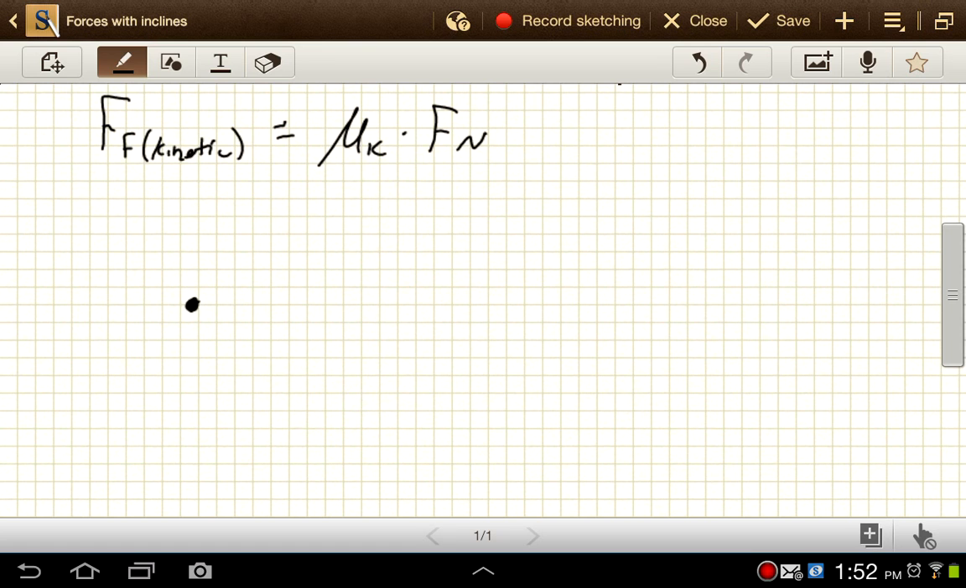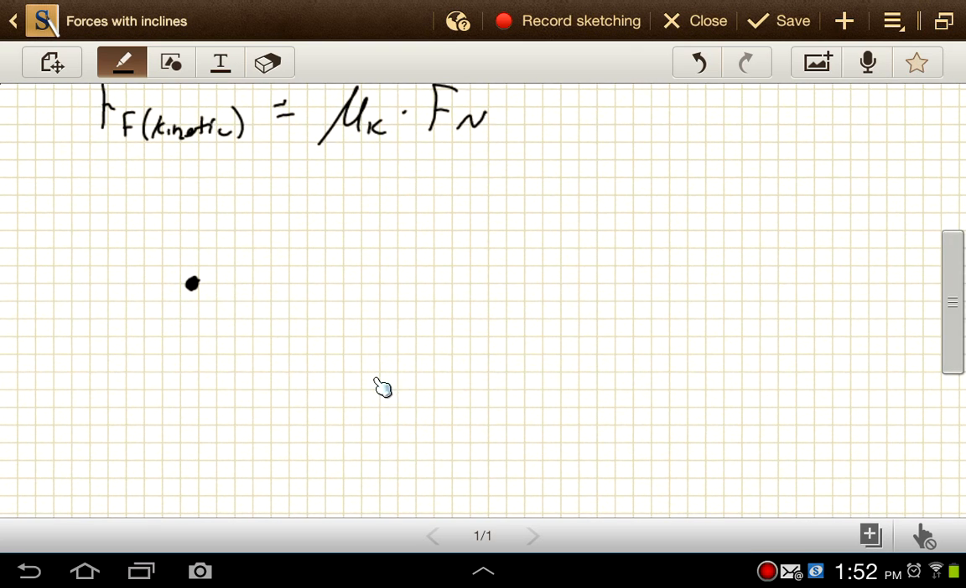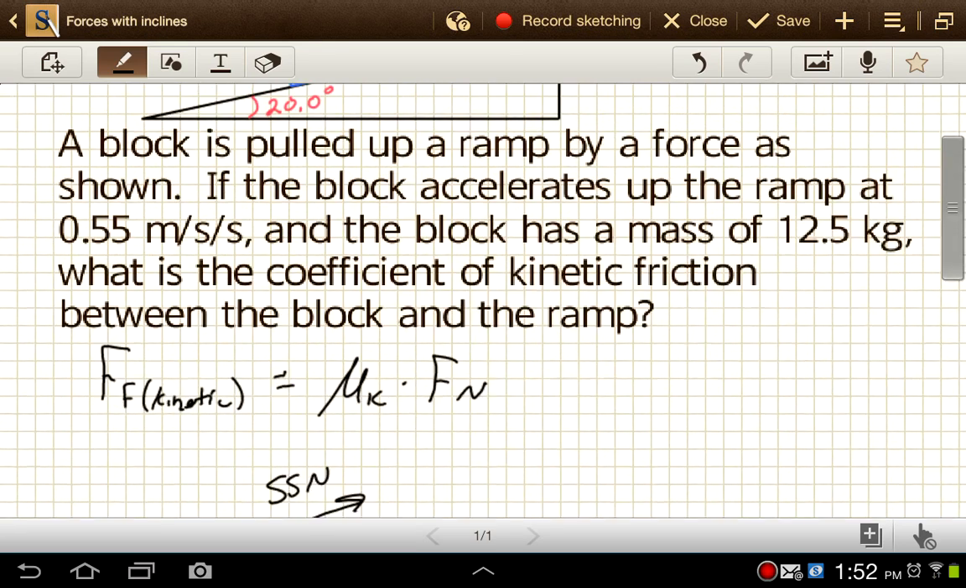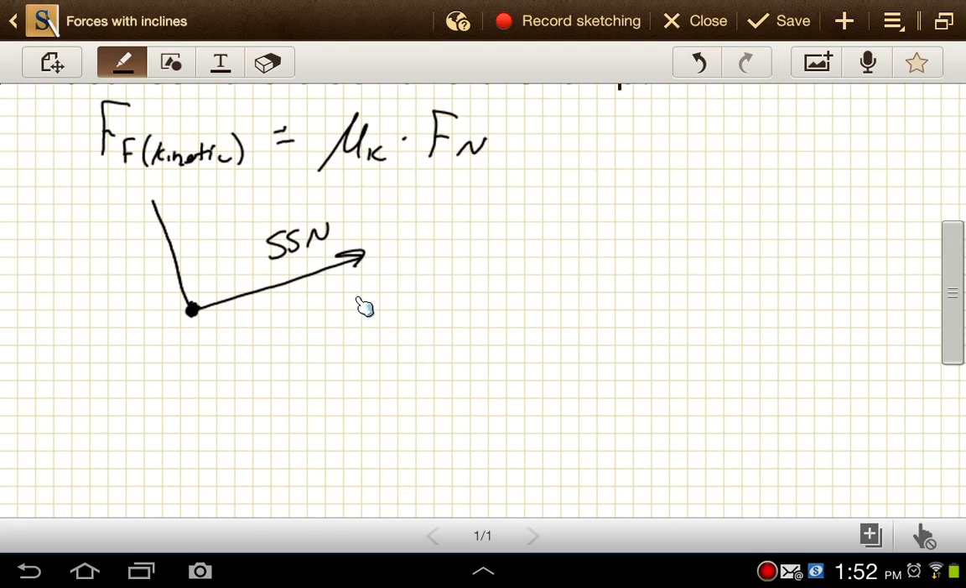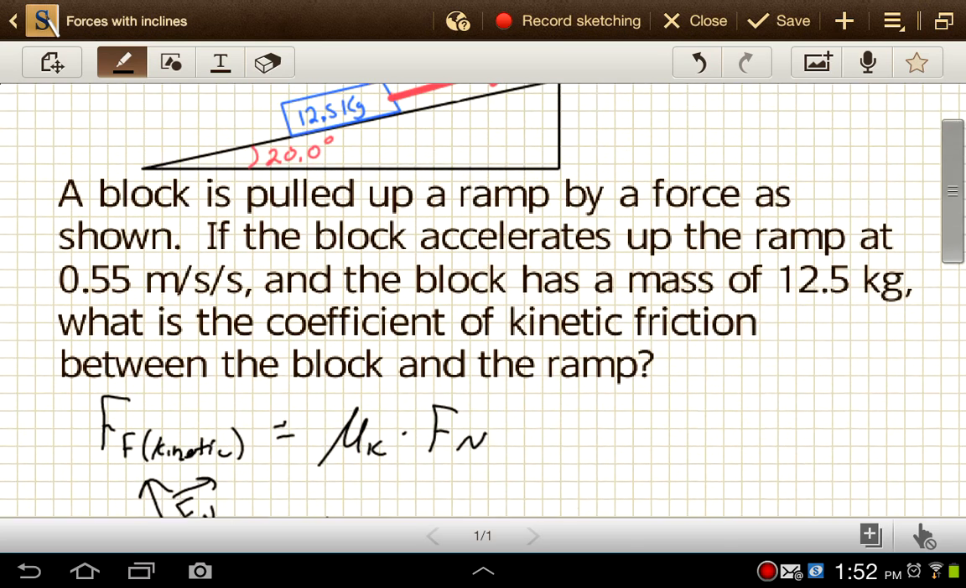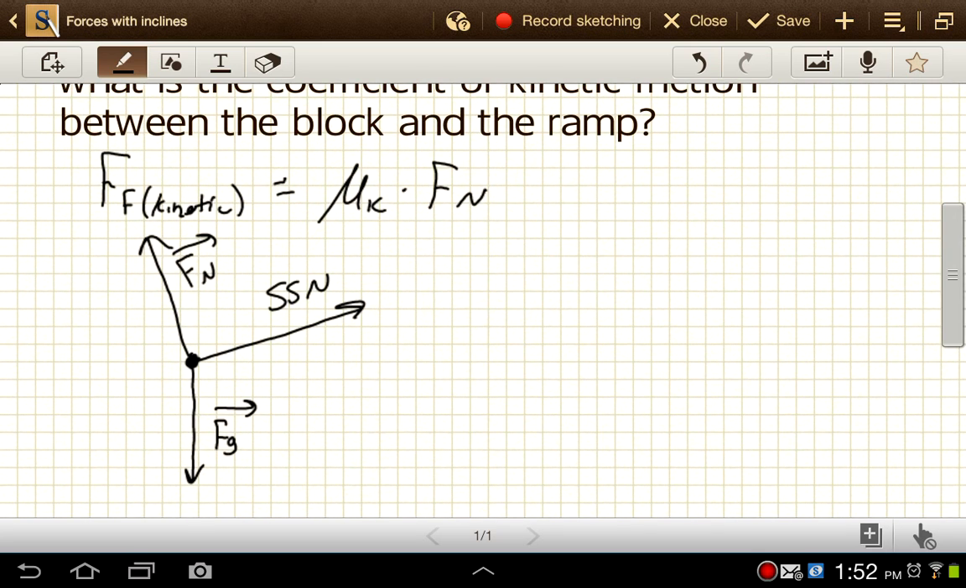In this case, that 55 Newton force is going up the ramp. 55 newtons, that's the applied force. Normal force is always perpendicular to the ramp, so that'd be up like this, Fn. Gravity is always straight down toward the center of the Earth, Fg. And friction is always going to act parallel to the ramp, opposite the direction of motion. It says the block's being pulled up the ramp, so that must mean friction is pointing back down the ramp.